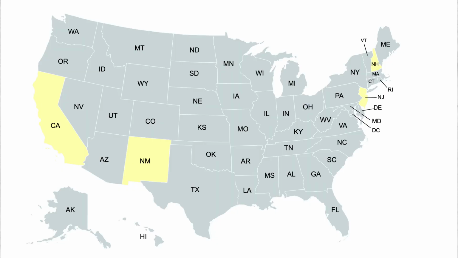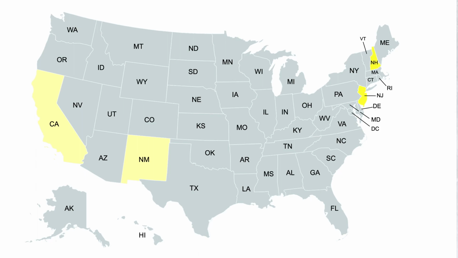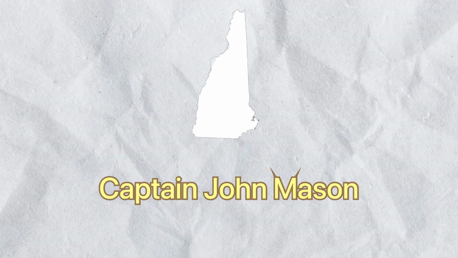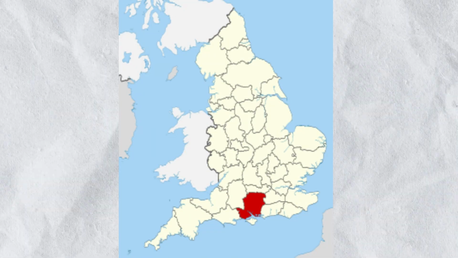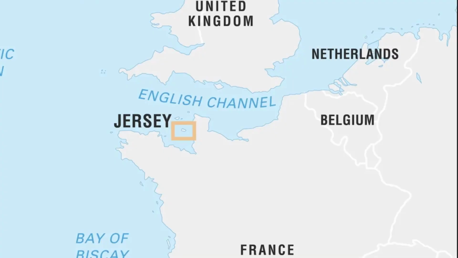These four states are all named after a pre-existing place. Let's start with the two states of English origin. New Hampshire was named by Captain John Mason after the county of Hampshire in southern England. Similarly, New Jersey is named after Jersey, the island in the English Channel, the birthplace of the colony's founder, Sir George Carteret. New Mexico is also pretty straightforward.